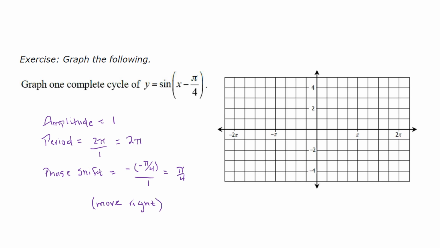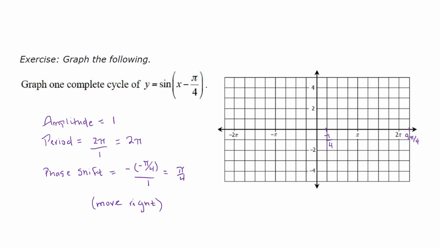Okay, so our sine graph would start at 0 and then go up to 1 and then down to pi and then to 1 and then back to 2 pi. But now we're going to take this and shift it over by pi over 4. All right, so let's start at pi over 4, which means it's going to go all the way to 9 pi over 4.